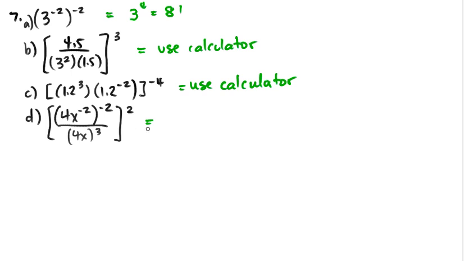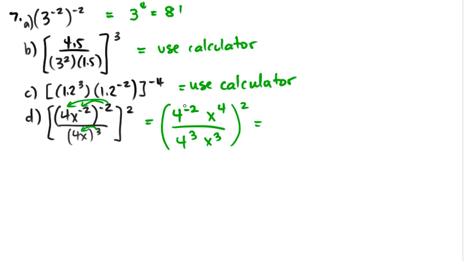For the last one, because we've got some algebra in here, we don't want to be using a calculator anymore. So this -2 gets distributed, so I get 4 to the -2 and x to the 4. And this 3 gets distributed, 4 to the 3 and x to the 3, still inside these squared brackets. These negatives want to go down, so they join up with the 3 that's on the bottom.